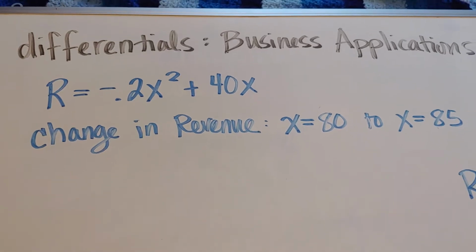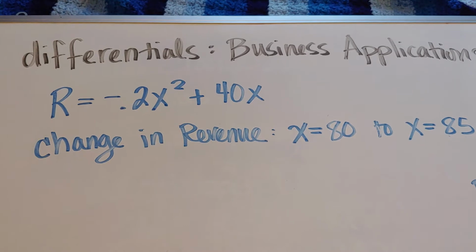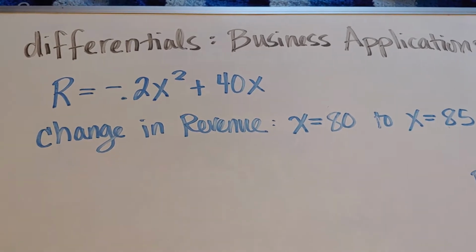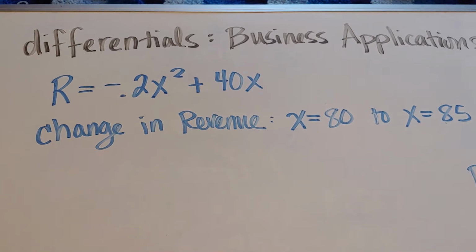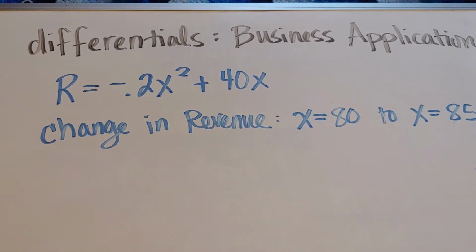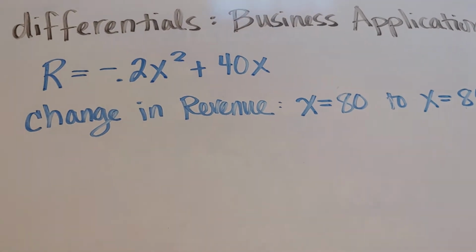All right, we're going to look at differentials now in a business application. So if I'm given a revenue, which is equal to negative 0.2x squared plus 40x, I want to know what's the change in revenue as x goes from 80 to 85. The actual change would be to find the revenue at 85, the revenue at 80, and take the difference in between.